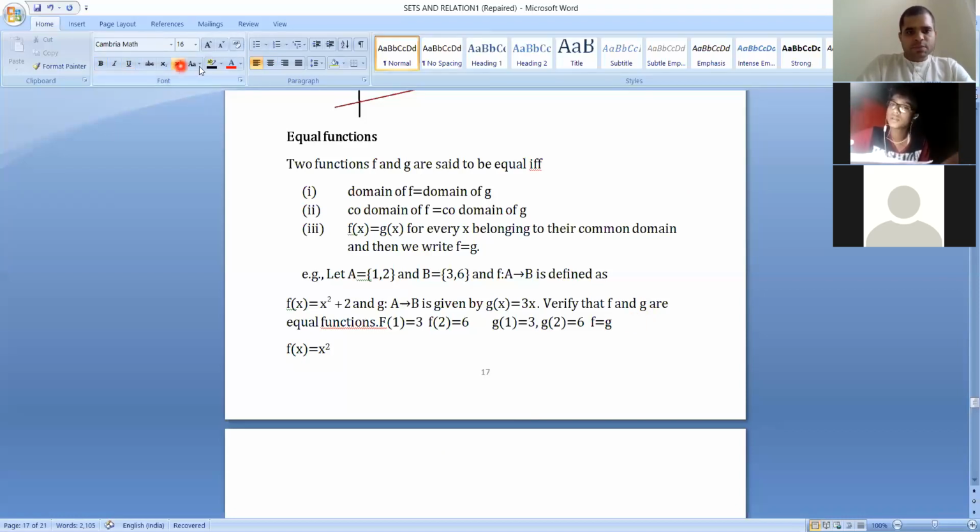Okay, f(x) is equal to x square and g(x) is equal to mod x square. So this is the function. You can see that f(x) and g(x) are always equal, because x square and mod x square are equal for every x.